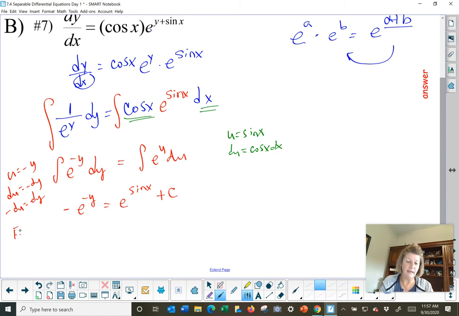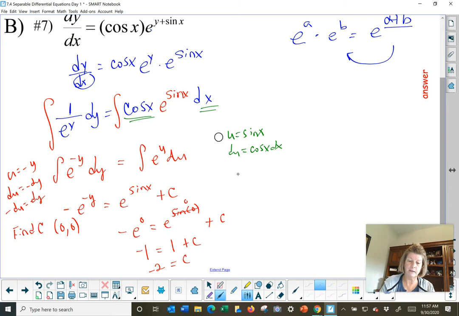Let's find c by plugging in the initial condition (0, 0). That's going to give me negative e to the 0 equals e to the sine of 0 plus c. E to the 0 is 1. I'm going to get negative 1 on the left. Sine of 0 is 0, so I get 1 on the right plus c. C comes in at negative 2.